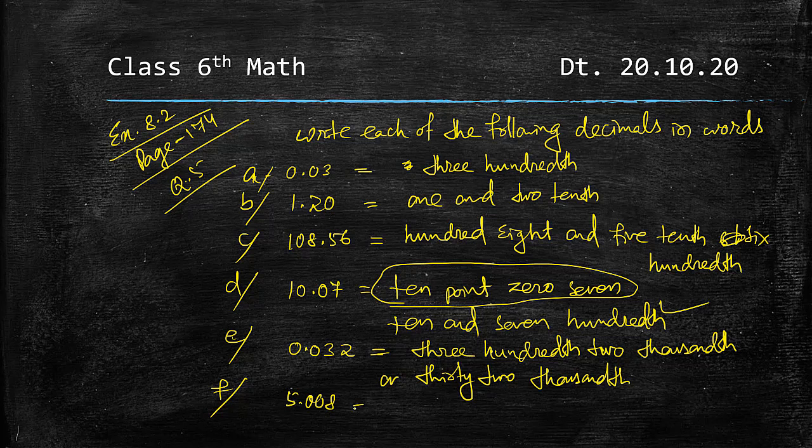Okay. Then 5.008. So we will write 5 and 8/1000th. Okay.